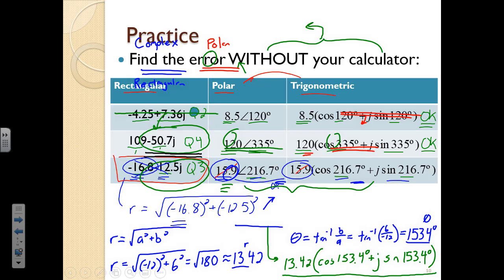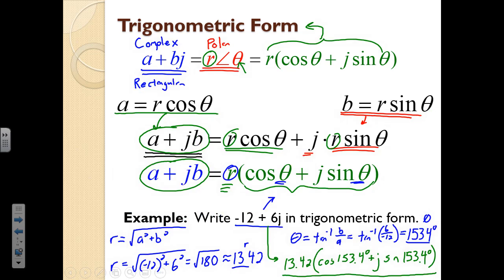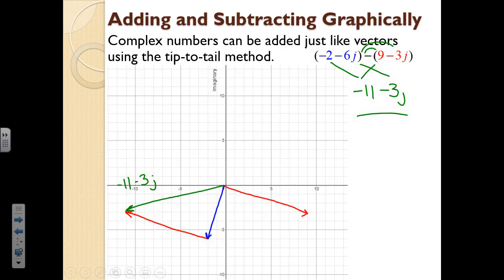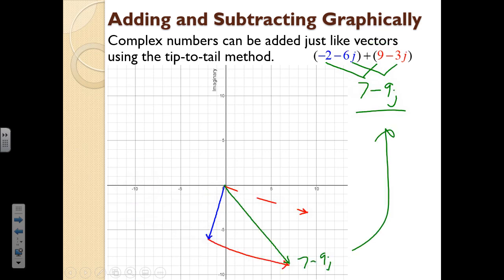So you know how to convert numbers between trigonometric, polar, and rectangular or complex form. You know how to graph complex numbers on the complex plane. And you know how to add and subtract numbers on the complex plane.